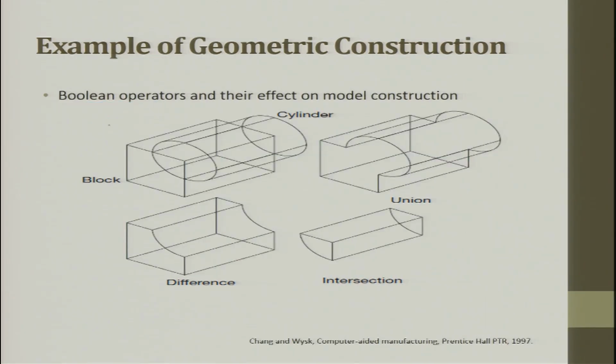So you can see here the Boolean operations and their effect on the model. You had a block and you had a cylinder. If you say subtract the cylinder from the block, the side view will look like this object. If you want to join these two, then it will just form a single object. If you move the cylinder to the edge and then do a union, then it will become something like this.